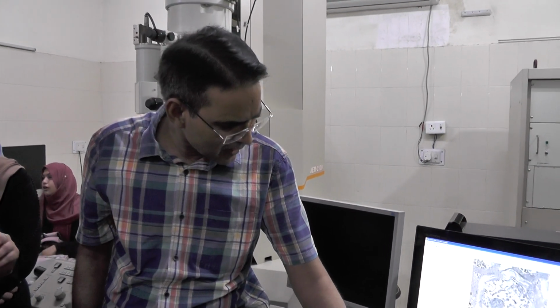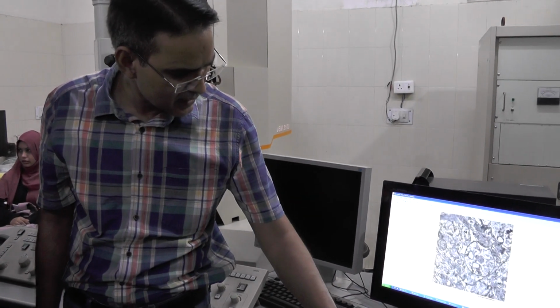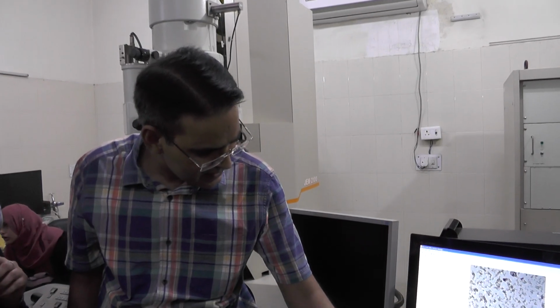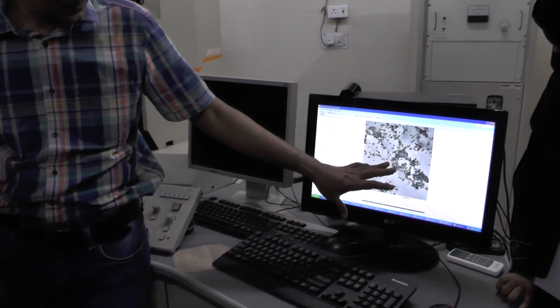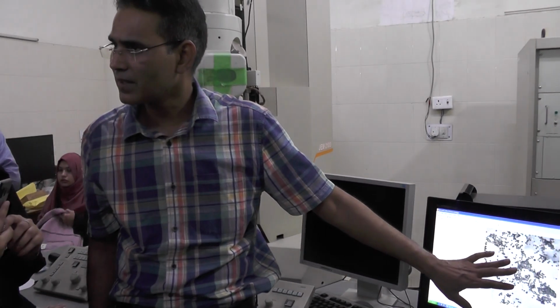And these are some biological samples. This is the cell and mitochondria, like this. These are the biological cells. These are the nanoparticles of, I think, zinc oxide, and this is gold nanoparticles, very uniform. Basically in this image all particles are distinguishable.